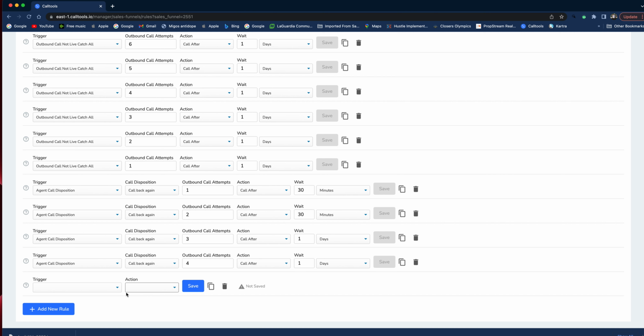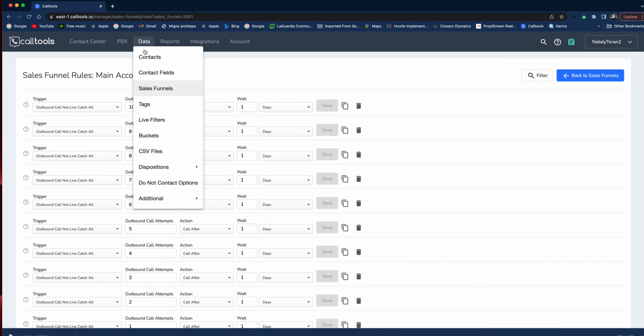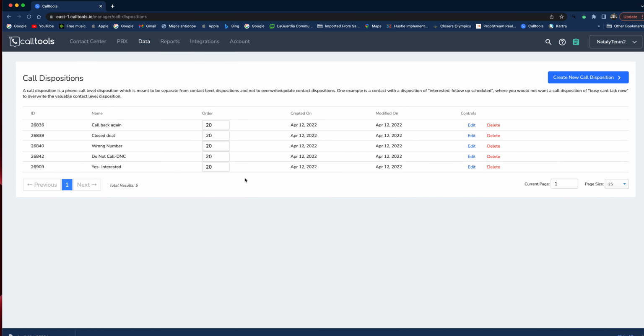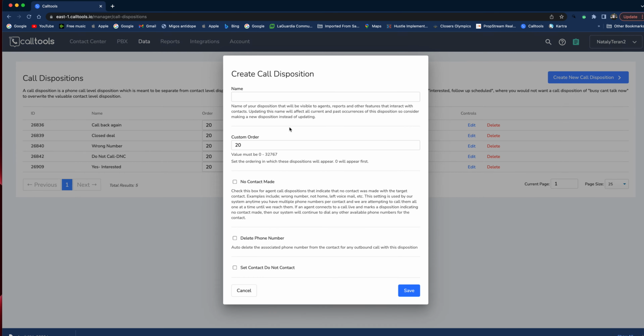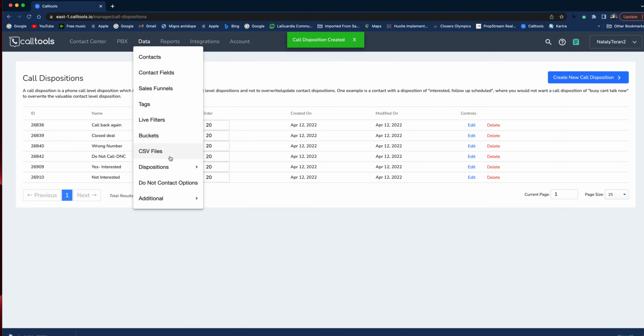Okay. Now, another agent call disposition that I like is, where is it? It's not here. It's literally not here. Okay, let's go back to our call dispositions, and we're missing the not interested. Wow, how could we miss that one? Not interested. That's the most important one, because most people are going to be not interested anyway.